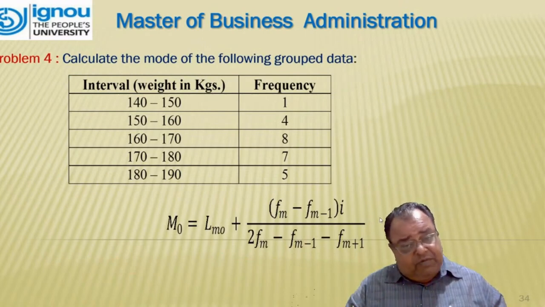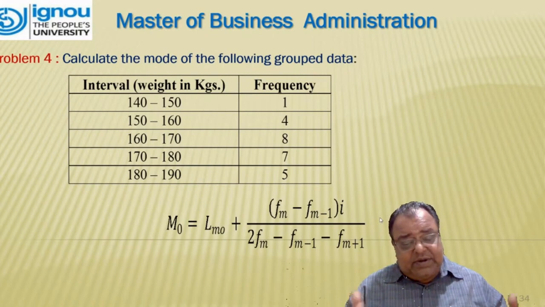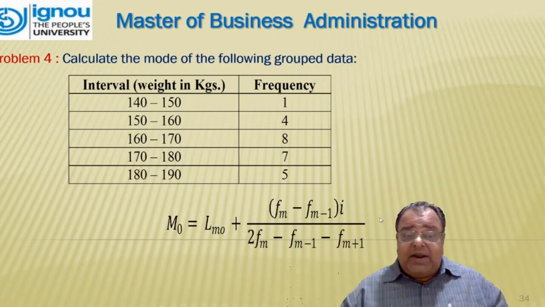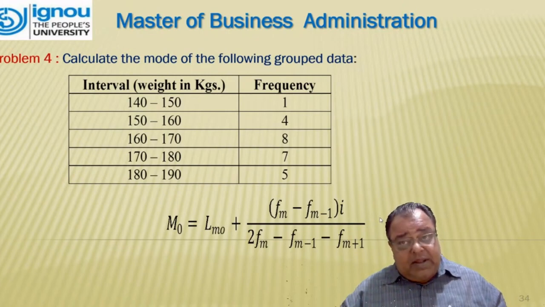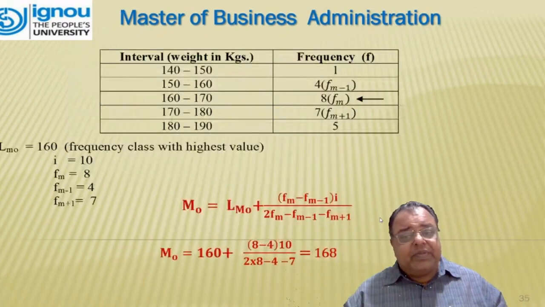Since this is group data, we have to apply the formula shown over here to calculate the mode. That is, Mo equals L_Mo, the lowest value of the modal class, plus (f_m minus f_{m-1}) upon (twice f_m minus f_{m-1} minus f_{m+1}). Now we will see how all these values are calculated.